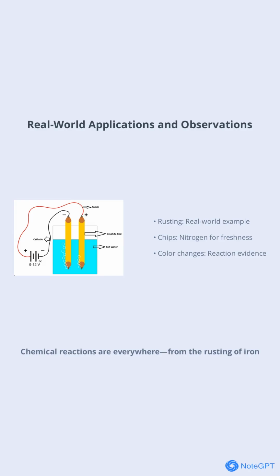Chemical reactions are everywhere, from the rusting of iron to the fizz when water is added to quicklime. In industry, reduction processes are used to extract metals. In daily life, the color change when an iron nail is dipped in copper sulfate solution is a visible sign of a chemical reaction. Chip packets are filled with nitrogen to prevent rancidity. Understanding these examples helps us connect theory with practice and appreciate the relevance of chemistry in our surroundings.